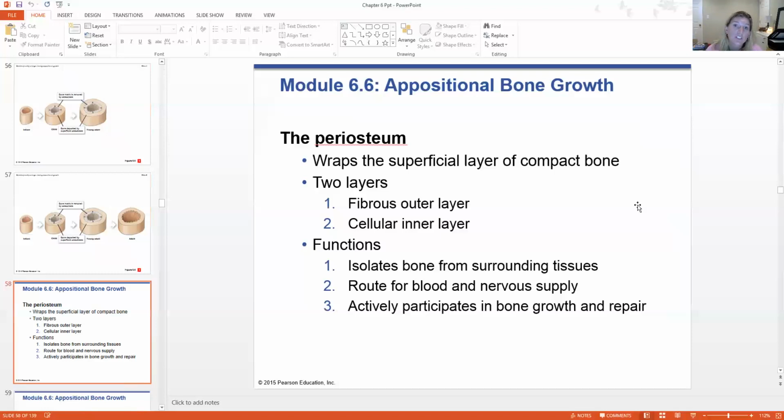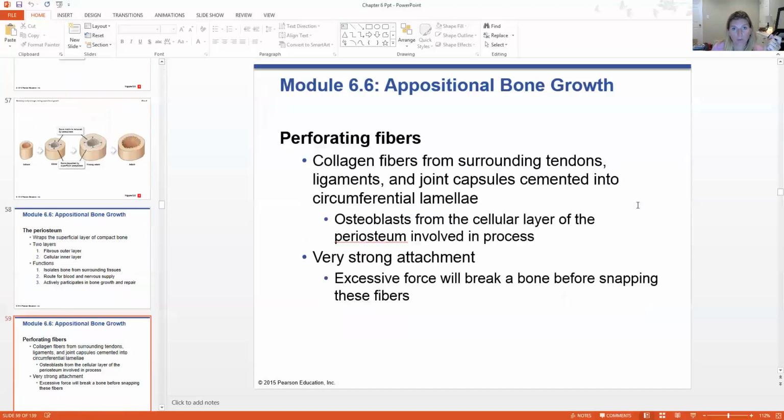Its overall function is isolation. All of our coverings are for isolation and protection. It's also providing a route for vessels and nerves. As you saw, some of those vessels from the periosteum go into the superficial bone. And it actively participates in bone growth and repair, as we just saw by looking at appositional bone growth.